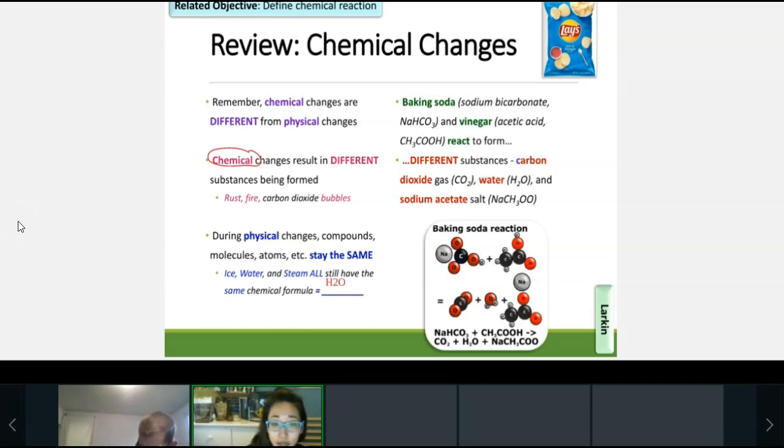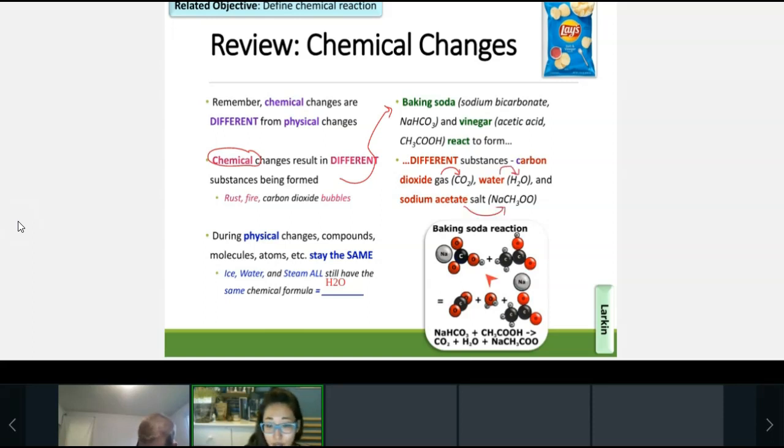A great example of a chemical change, an easy one that you can even do at home with parental permission, is baking soda and vinegar. When these mix together, they form something chemically different. So we start out with the chemical sodium bicarbonate and acetic acid. And once they react, they change into different chemicals. We end up with carbon dioxide, CO2, water, H2O, and sodium acetate salt.